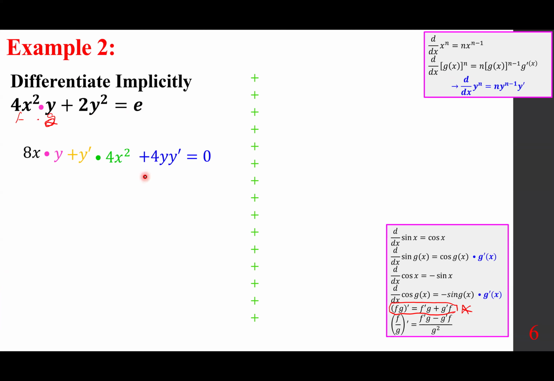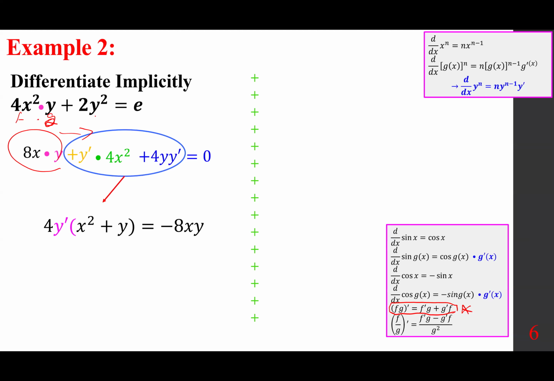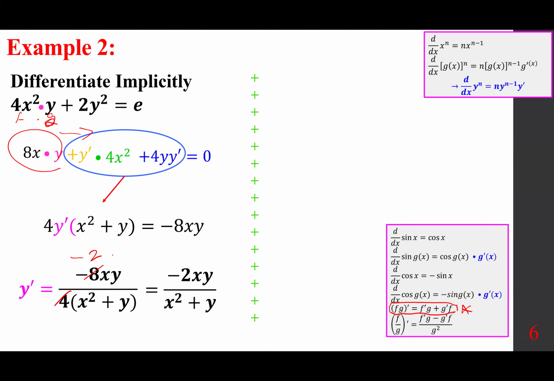We put these two together and remove this one. When we put those two together, we take out the common factor of 4y prime because we want to solve for y prime. We're going to divide by 4 times x squared plus y. And the final answer is negative 2xy over x squared plus y.